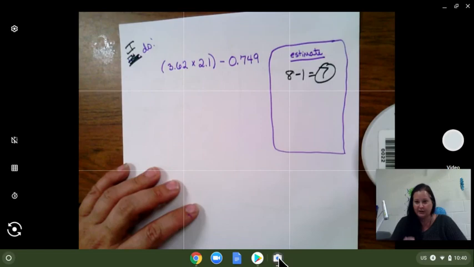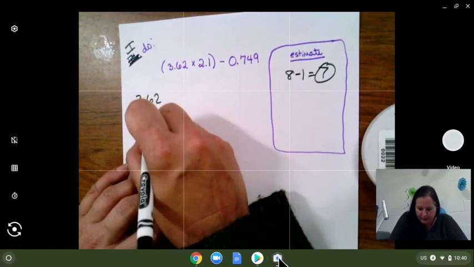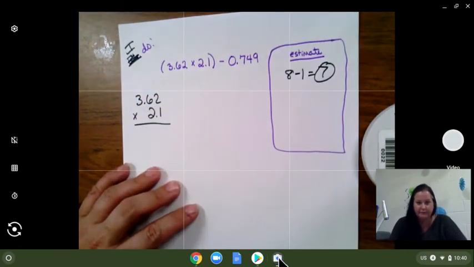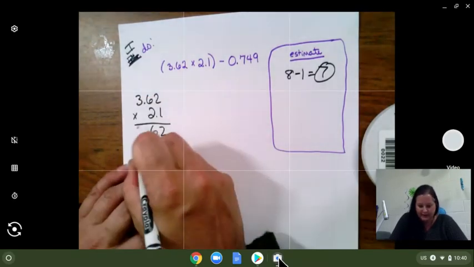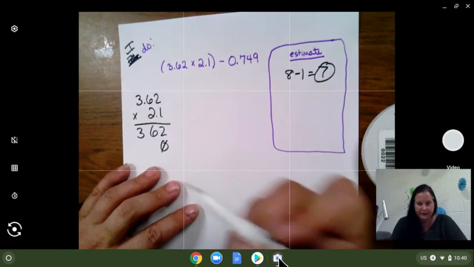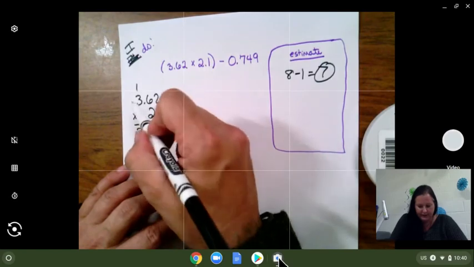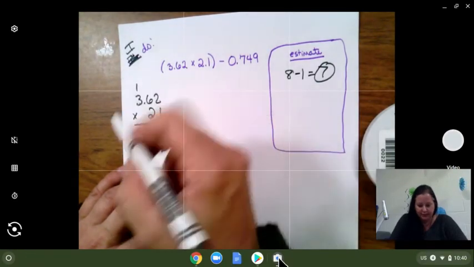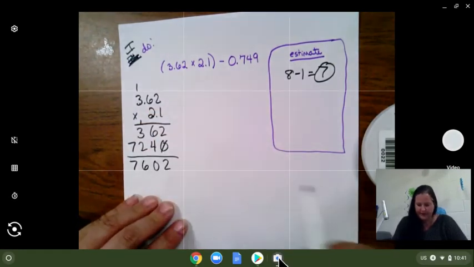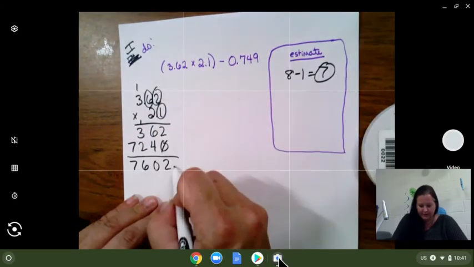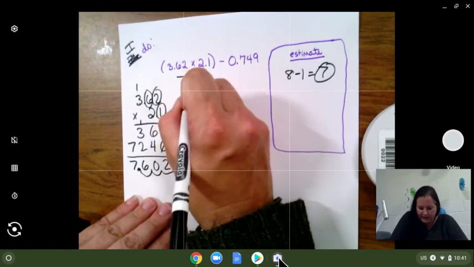Now we're going to go ahead and actually do this problem. So I'm going to write down the digits that I see here. Multiply times 2.1. 2 times 1 is 2. 6 times 1 is 6. 1 times 3 is 3. Put in my placeholder. 2 times 2 is 4. 2 times 6 is 12. 2 times 3 is 6. Plus 1 is 7. Okay, and then I have to look 1, 2, 3 digits. 1, 2, 3 spots in my decimal. Then I take my answer and I write it underneath that parentheses.